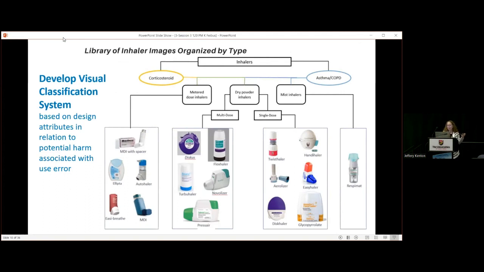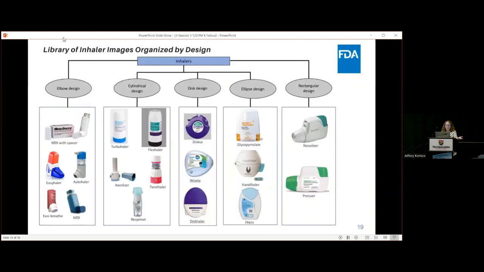So they grabbed all the metered dose inhalers and put them together. They took the dry powder inhalers and divided them into multi-dose versus single dose, and then the soft mist inhalers. And so they showed this to us one way, and they said, okay, this is one way to do a visual classification system for inhalers, but we can also do it a totally different way.